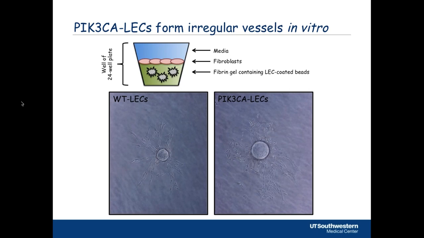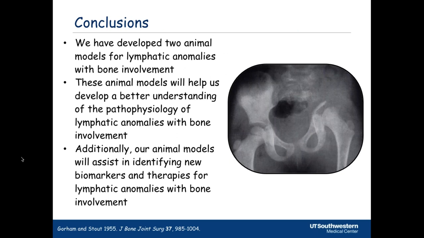And in this assay, you can see the normal lymphatic endothelial cells form normal appearing vessels, whereas the PIK3CA mutant lymphatic endothelial cells form these irregular hyperplastic vessels, similar to what we see in vivo. So we're currently performing a number of omics experiments with these cells, and we're also trying various therapies with these cells. And we hope to develop a better understanding of the mechanism by which PI3 kinase signaling promotes lymphatic hyperplasia.